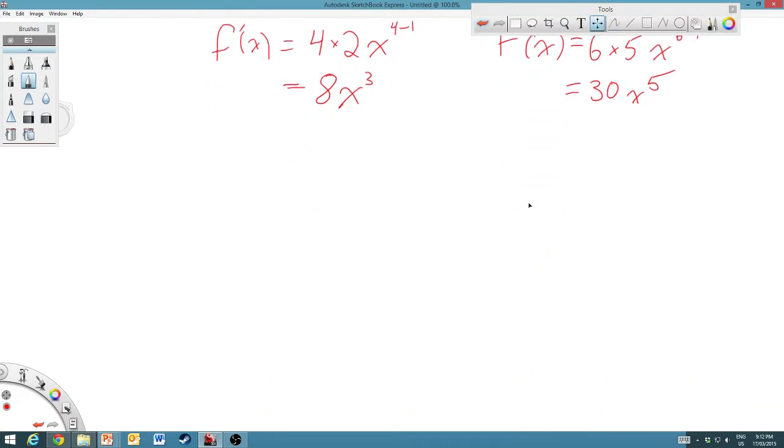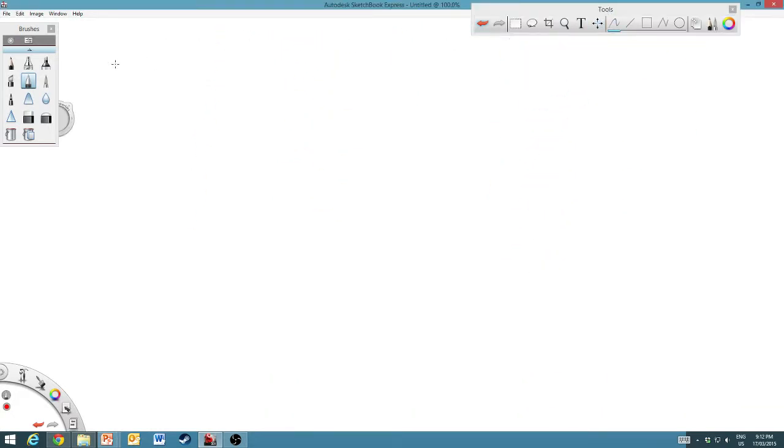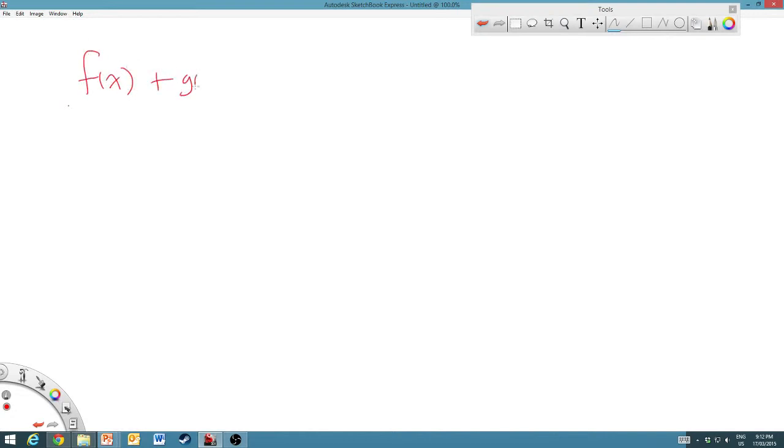Now, from here, we moved on to the following. What if we have a function, and we have the function where the function is f of x plus g of x. Okay, and what is the derivative of this? Well, let's just label it big F of x. So we'll call it big F of x equals that.